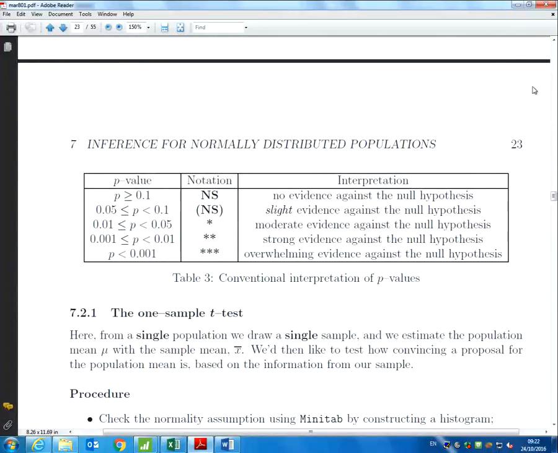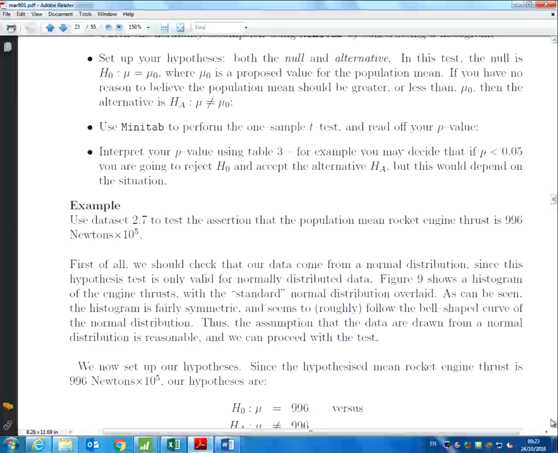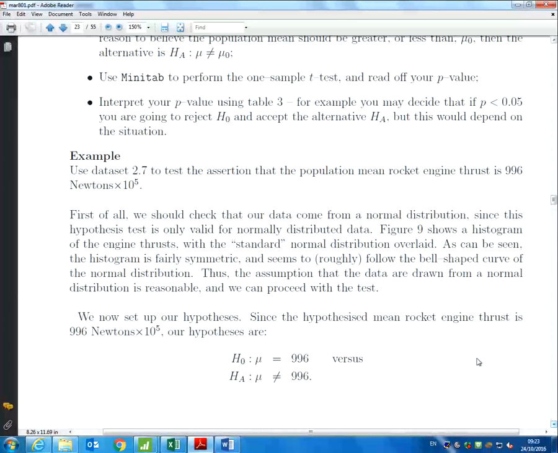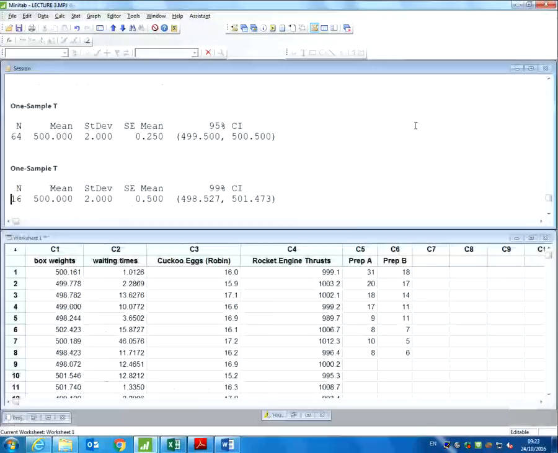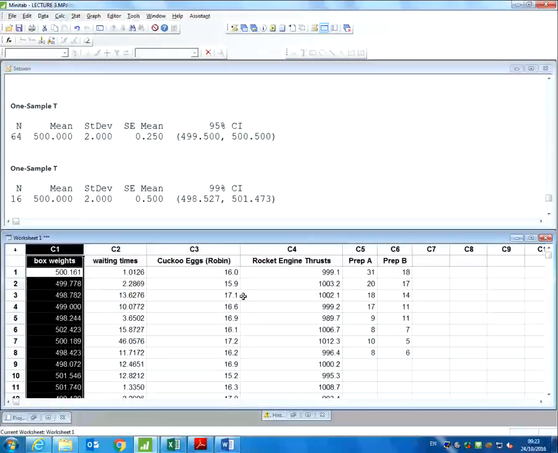Okay, any t-test, okay, any hypothesis test, okay, they all give you the same thing. They all give you a p-value. Okay, that is how you interpret p-values. So, you've got an example in the notes of the one sample t-test, okay, and it relates back to the rocket engine thrusts that we talked about in lecture 1. But I want us to try to do it for these box weights in column 1.